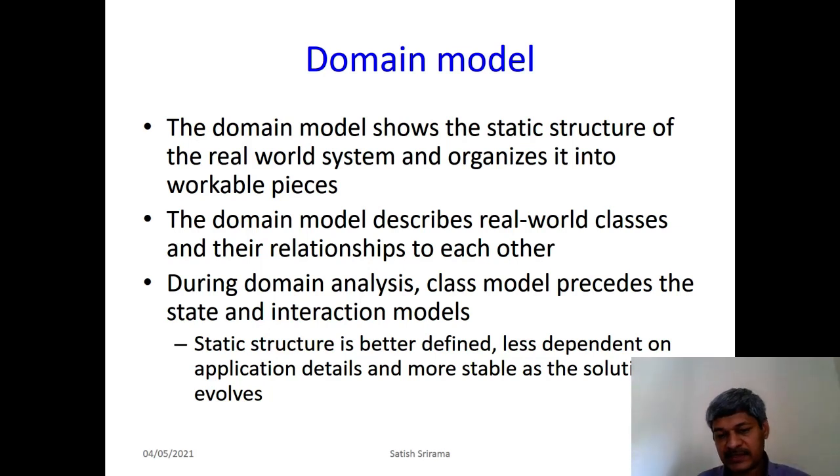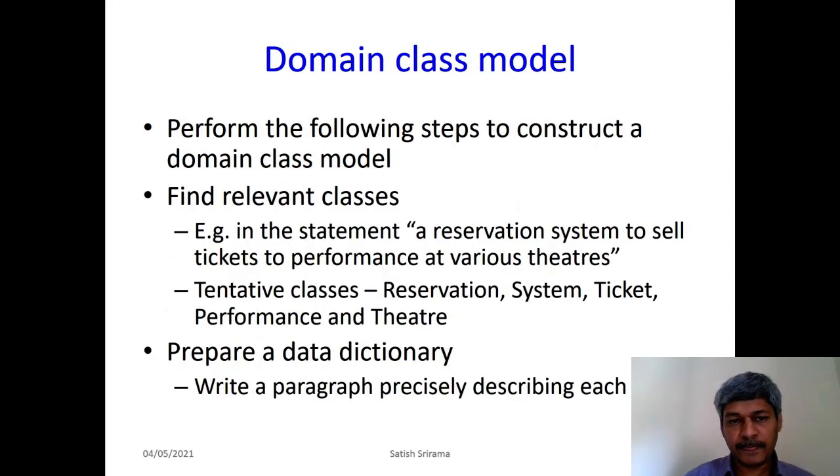Say for example, the application details are something like you are doing the withdrawal, or adding some money to it. These are application details which you will be discussing later, in the application analysis. But in the domain analysis, you will be worried only about the static structure, and this static structure is most often very stable. It becomes really stable as the solution evolves. That's about the domain model.